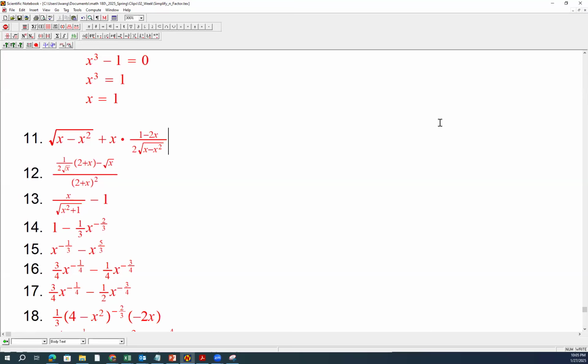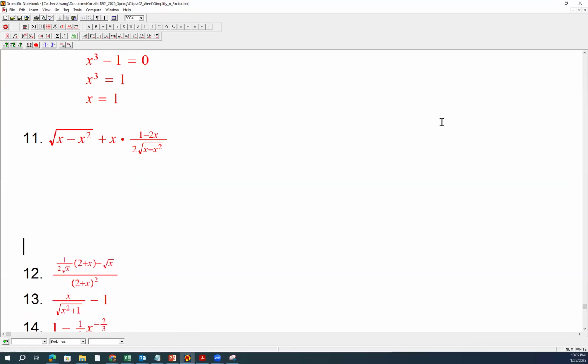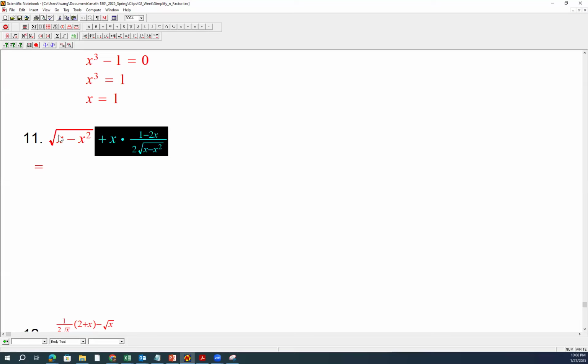So the remaining questions involve radicals. And this is another category of questions that I like to expose you to. All of these questions are from a calculus textbook. So how do we deal with these kinds of questions? We also want the result to be in factored form, right? So once again, common denominator.